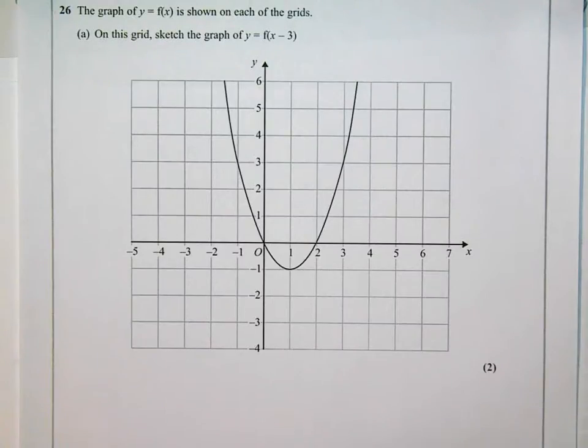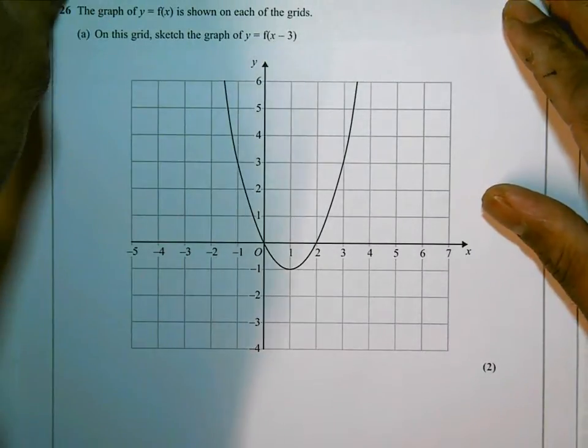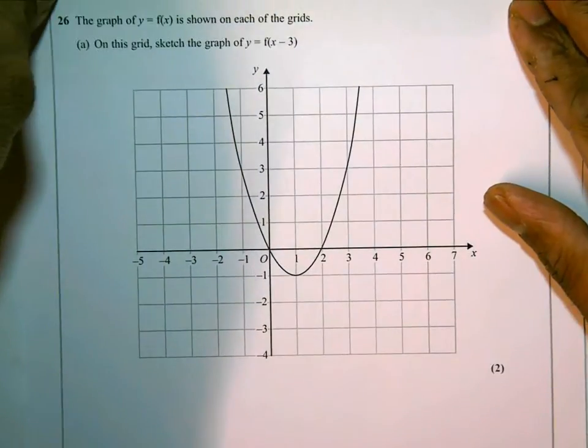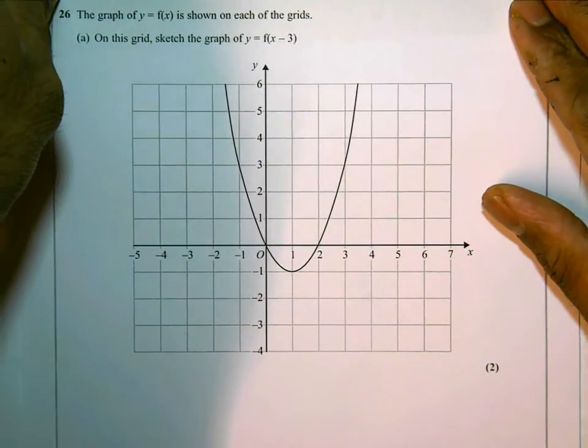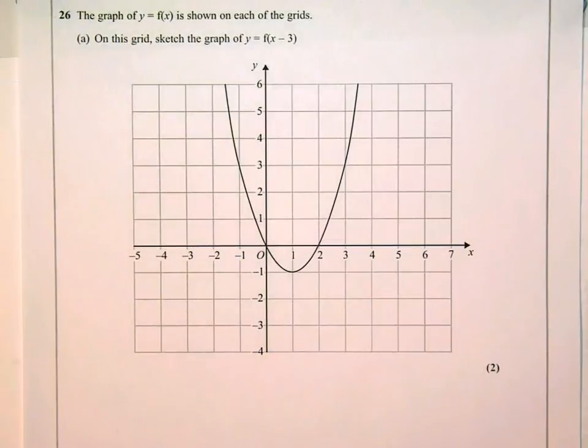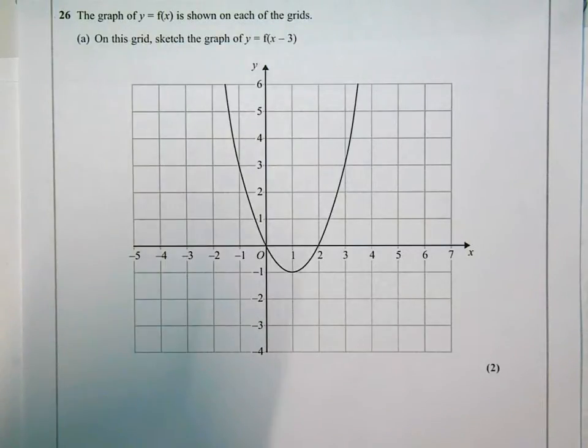Okay, here's question 26. Let's just straighten this question a bit. Okay, question 26 is the last question on the higher non-calculator paper. It says the graph of y equals f of x is shown on each of the grids. So there's this part A and there's a part B on the next page.